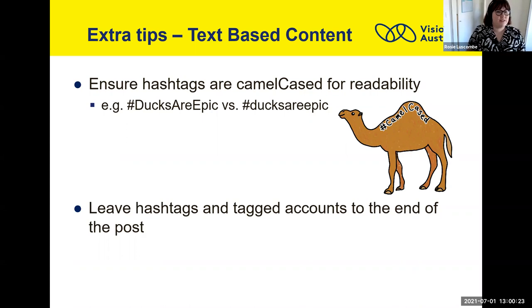The second tip is to leave hashtags and tagged accounts to the end of the post. The reason why we would do this is so that screen reader users aren't having to navigate through all the hashtags or all the tagged accounts at the start of the post, and they're able to get to the main key information of the post without having to go through a bunch of jumbled mess. So if you haven't camel cased your hashtags, for example, that's going to be a lot of jumbledness to go through before you get to the actual information of the post. And I forgot to mention before, there is a little illustration of a camel who has hashtag camel cased across his back.